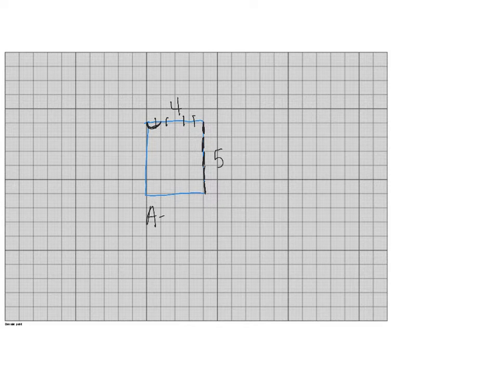So my area, the formula is 4 times 5. One way I can do this is do the multiplication. So I know that 20 is equal to 4 times 5. Since I have my grid paper here, if I wasn't sure, I could actually count the inside. So I have 1, 2, 3, 4, 5 this way, and I can skip count by 5. So this is 5, this is 10, 15, 20. Let's look at another one.